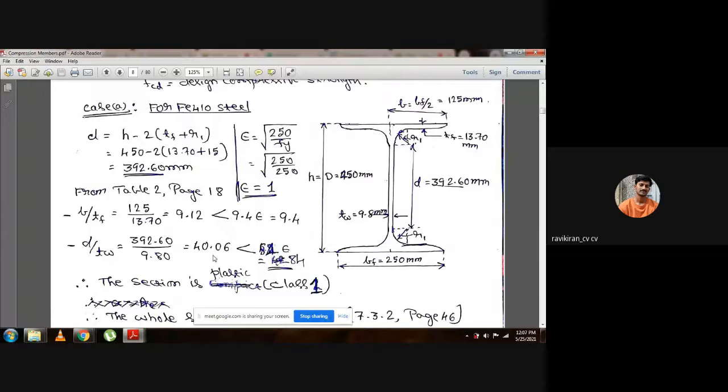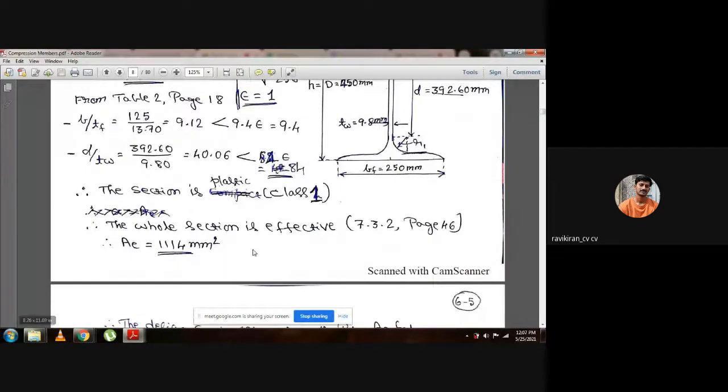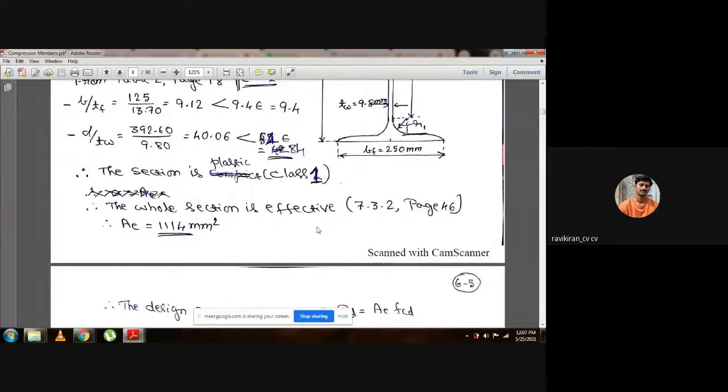For that, you should consider 84 epsilon. Epsilon value is 1. We get 40.06 is less than 84. So the section is plastic, that comes under class 1. So with this, what we are going to get is that the whole section is effective.